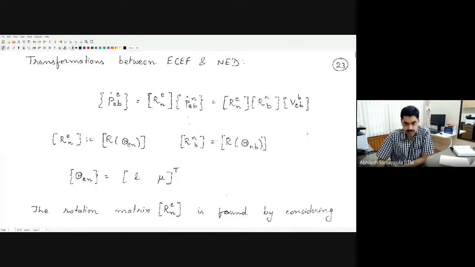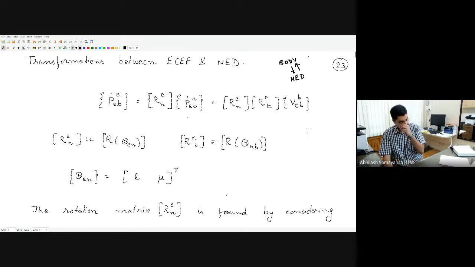So far we looked at the idea of transformations between the body frame and the NED frame. We looked at how to convert vectors expressed in the body frame to the NED frame, and then we also looked at how we can do the opposite. That is what we have been discussing so far, and that's where our kinematics has been focused.